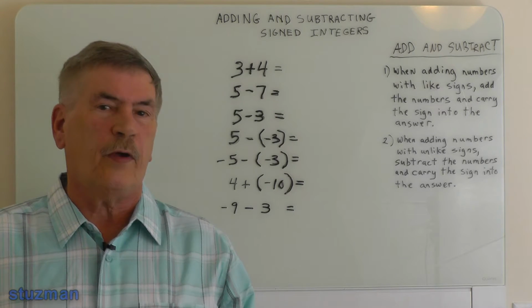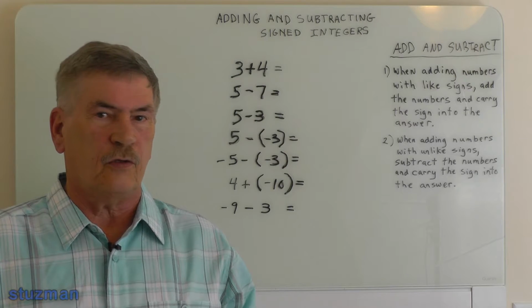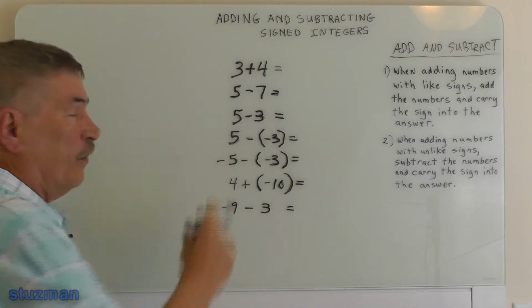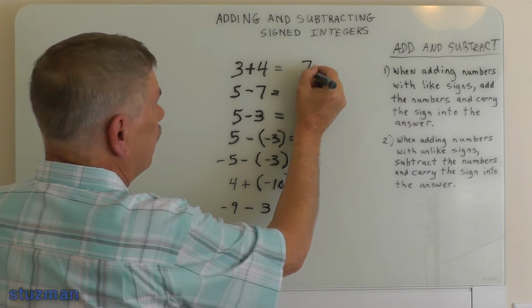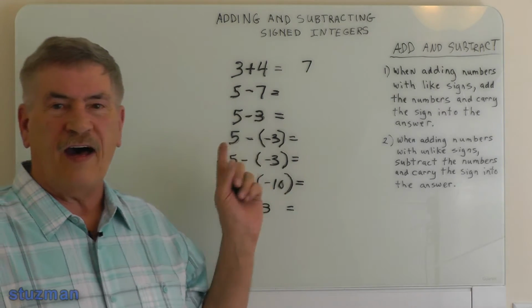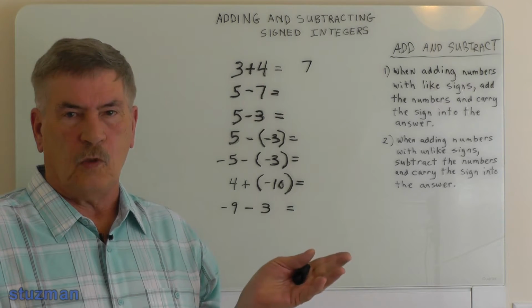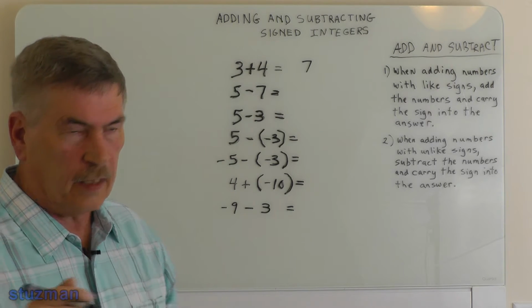Okay, I got a few examples here. Let's just run through them quickly. I think you probably got the idea of how to do this now. We got 3 plus 4. Positive numbers. Add them together. Answer is 7. 5 minus 7. What's the answer? Minus 2.